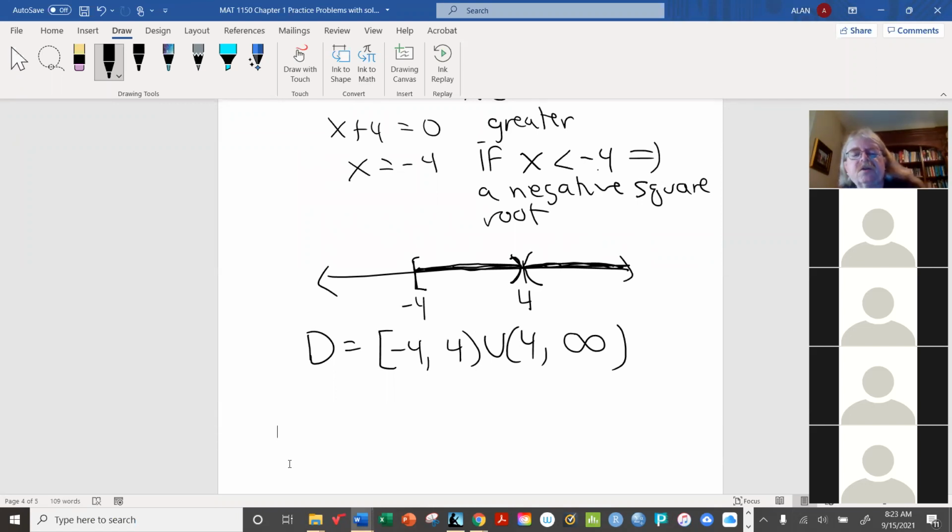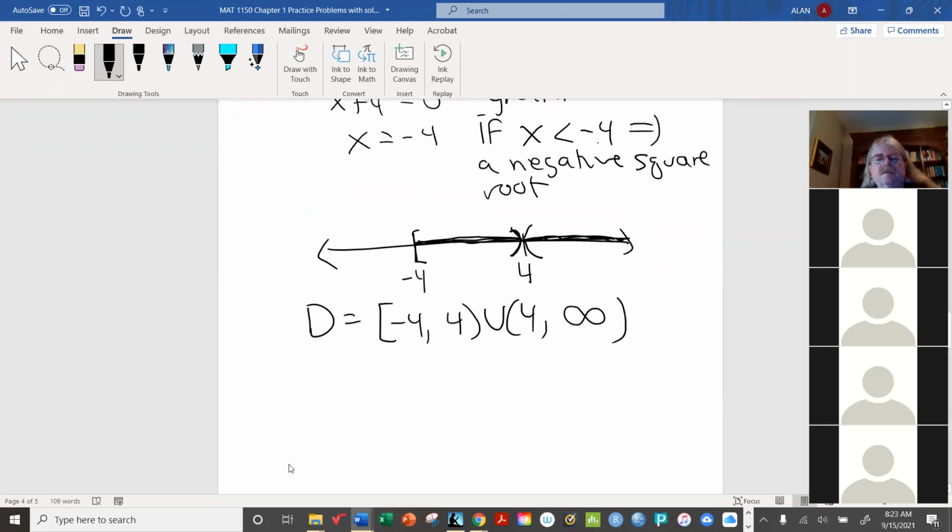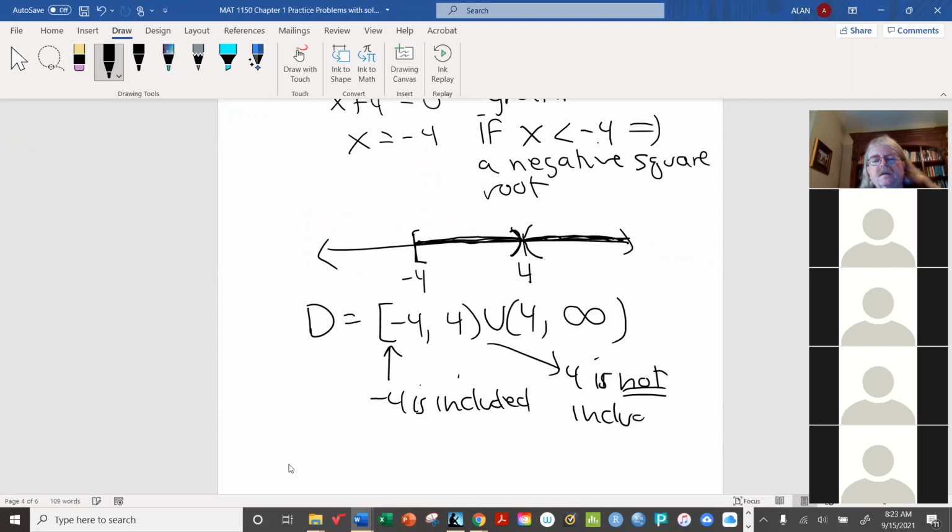But again, the square bracket is meant to indicate -4 is included. But this round bracket is meant to indicate 4 is not included. Okay. And the union, of course, we know what that means.